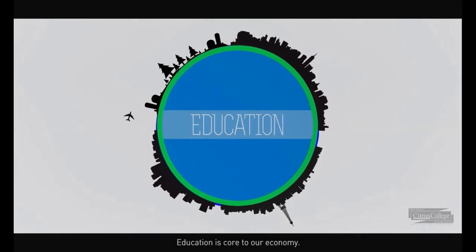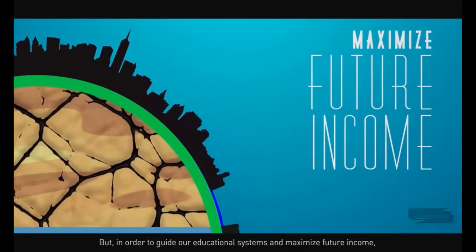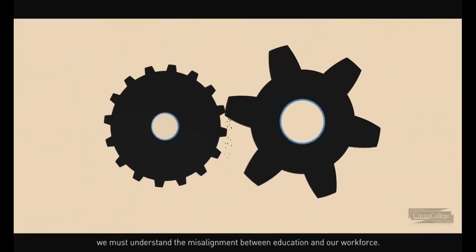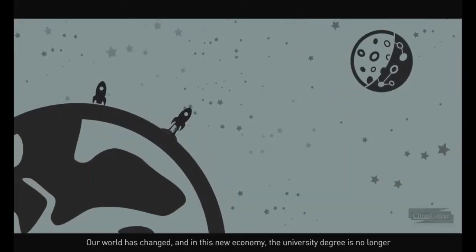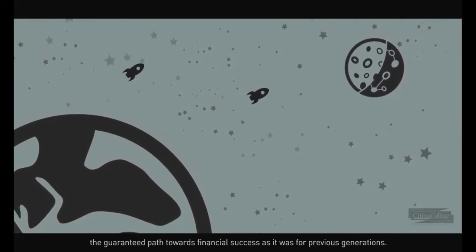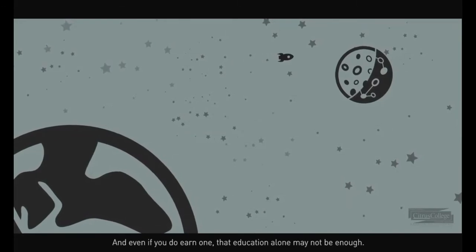Education is core to our economy. But in order to guide our educational systems and maximize future income, we must understand the misalignment between education and work. The university degree is no longer the guaranteed path towards financial success as it was for previous generations. And even if you do earn one, that education alone may not be enough.